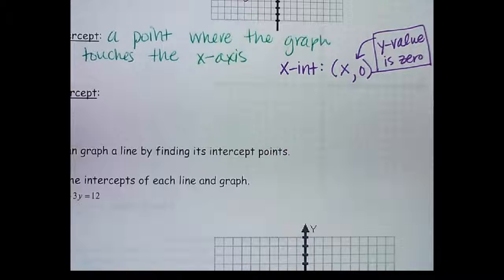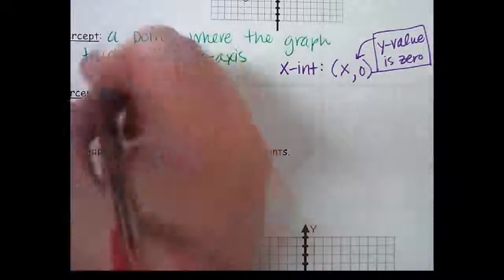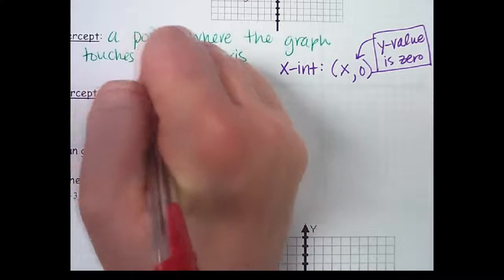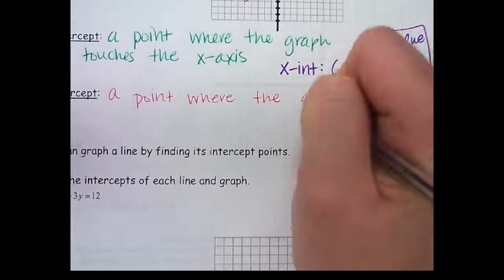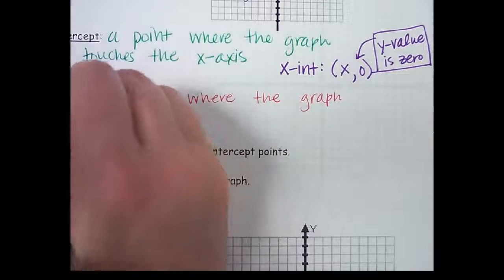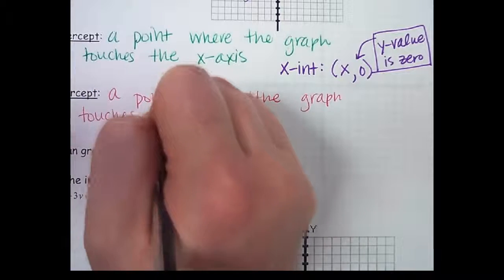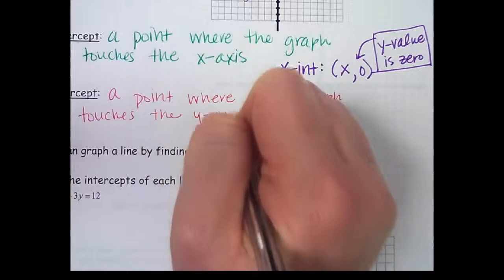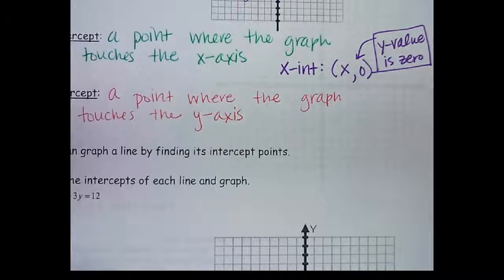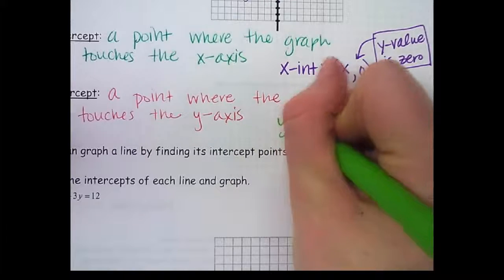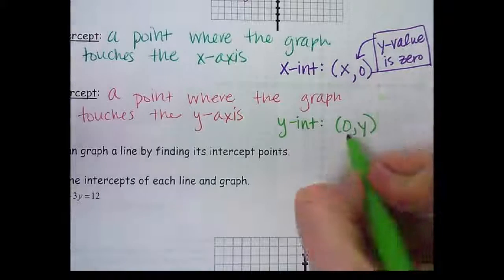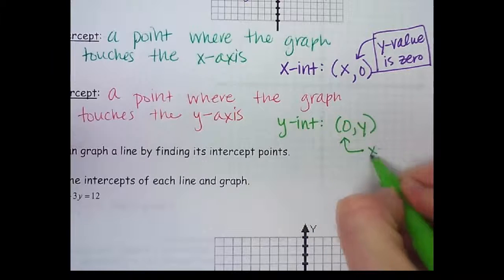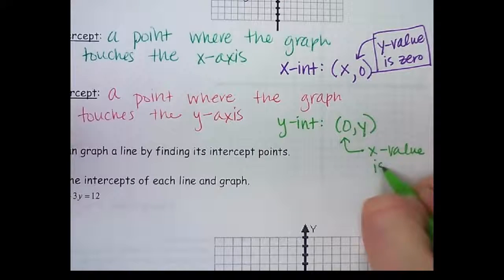And then, of course, your y-intercept is opposite of that, a point where the graph touches the y-axis. And that's written as 0, comma, your y value. So here the x value is 0.